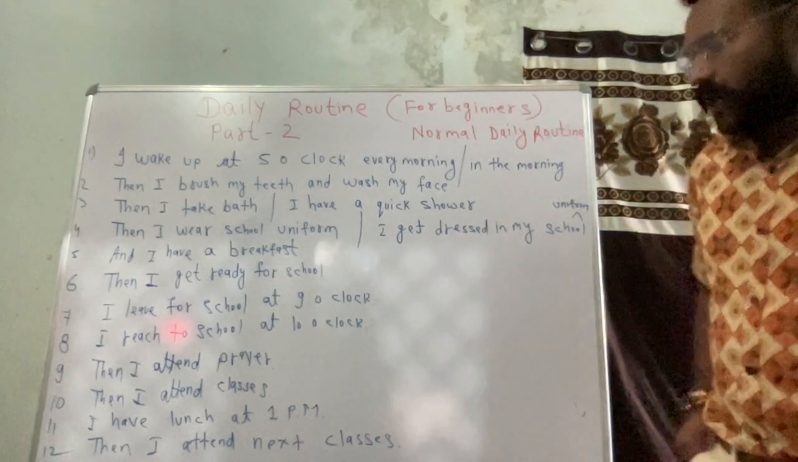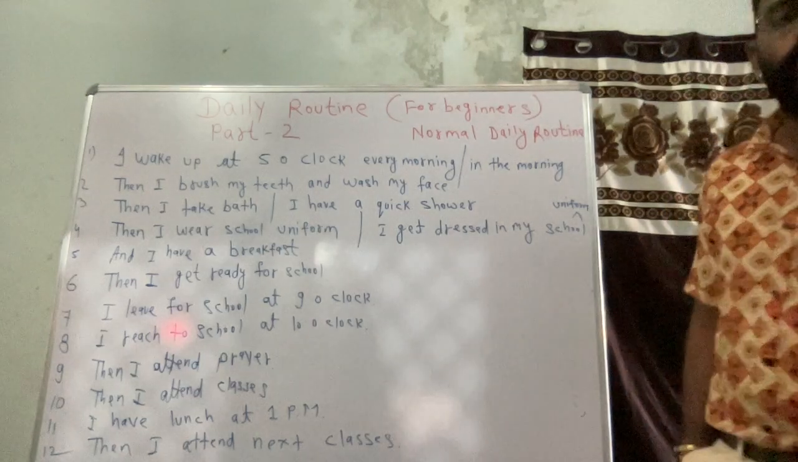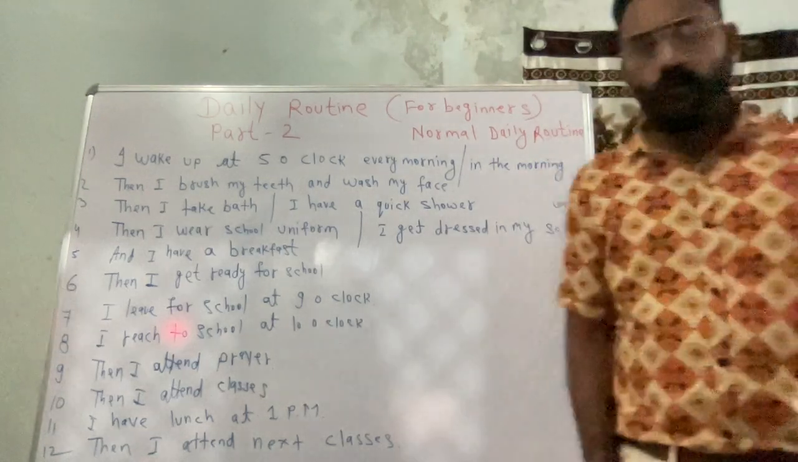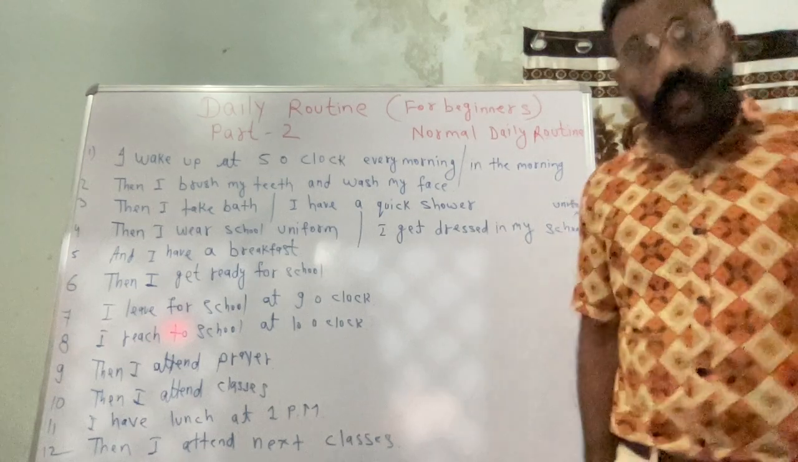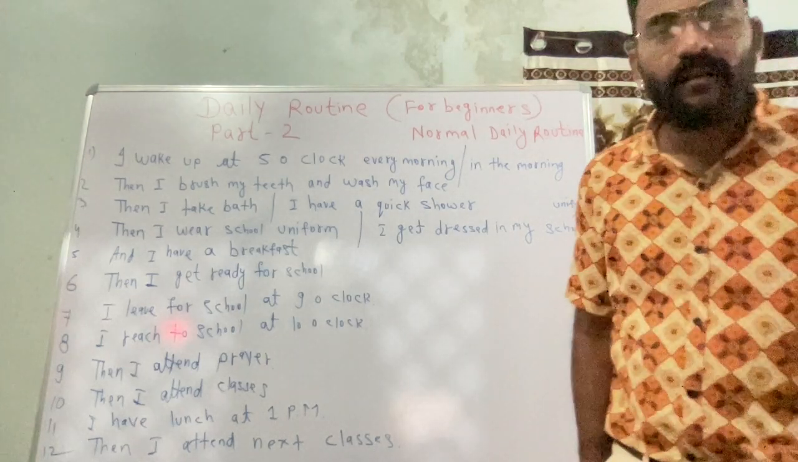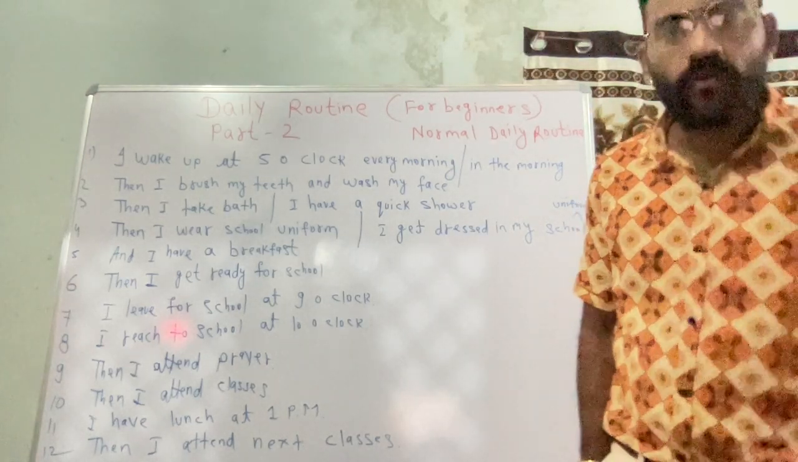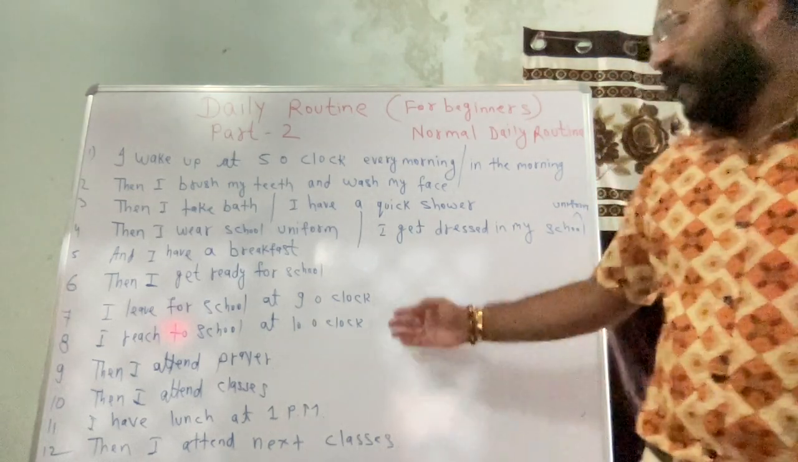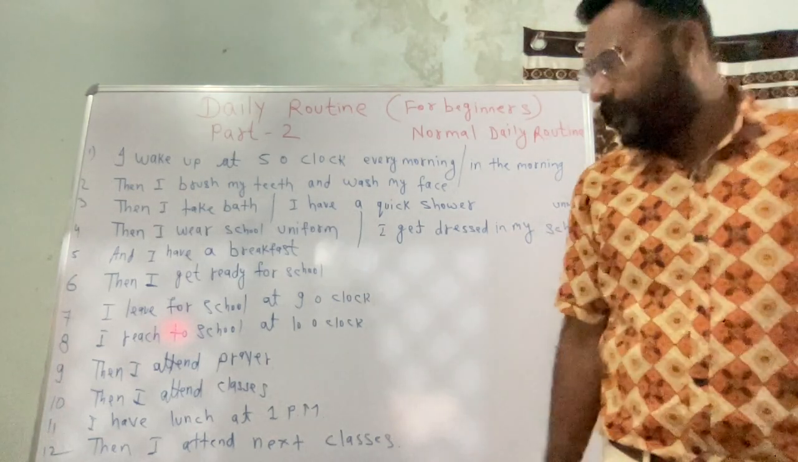Then I reach school at 10 o'clock. Now, whatever your school time is, my school time is 10 to 4. Okay, so you can choose your school timing. Right, 8:30, 9 o'clock, whatever. So I reach school at 10 o'clock.